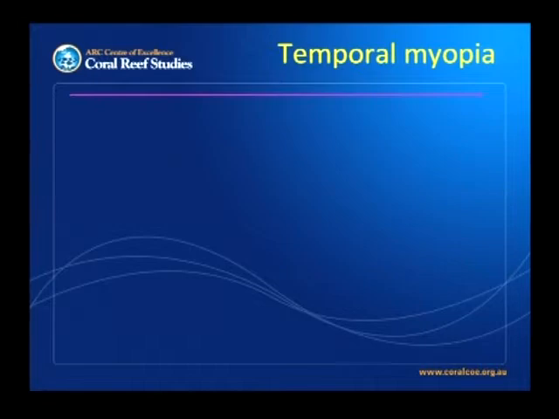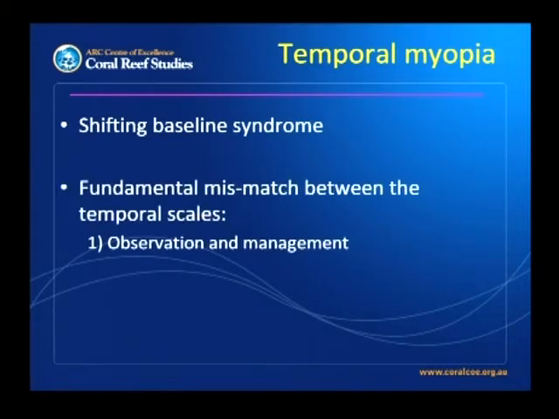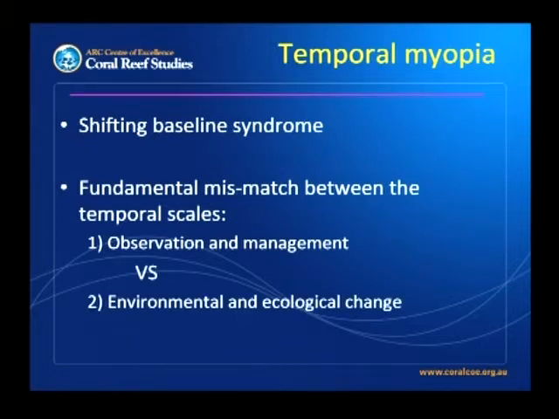Now, a consistent theme pervading many management situations is basically a temporal myopia in the way that we observe and manage ecosystems. And I think probably the most well-known manifestation of this temporal myopia is the shifting baseline syndrome. And that's where scientists, managers, and other stakeholders set inappropriate management goals based on their own short-term experience of an environment that was degraded long before their time. So the concept of shifting baselines, however, is a subset of a broader problem, and that there's a fundamental mismatch between the temporal scales of observation and management and those of environmental and ecological change.